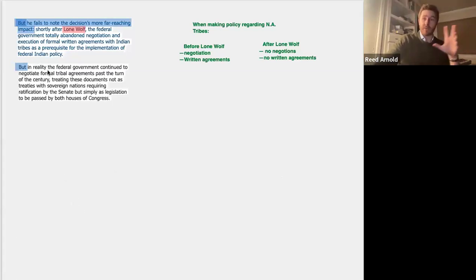So what does this sentence say, right? Just on its own, what does it mean? Yeah, Prakriti sees it, right? Here, they are negotiating. They continue to negotiate formal tribal agreements. And the sentence before says that after Lone Wolf, they had abandoned negotiation. So if I'm making a timeline, at least maybe this does come later in the passage. It could, but chronologically, we're talking about a time before Lone Wolf, because in this second sentence, they're still negotiating with the tribes.